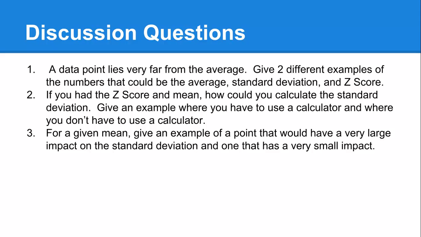If you had the z-score and the average, how could you calculate standard deviation? Give an example where you have to use a calculator and where you don't have to use a calculator. You actually also need a point too. I should have said that. So you don't have to use a calculator if the standard deviation was a whole number. So if you had a z-score of 2 and the average was say 5, then like the point could be 7, and standard deviation would be 1 in that case. If you had a z-score of 1, like that you don't actually need a calculator for.